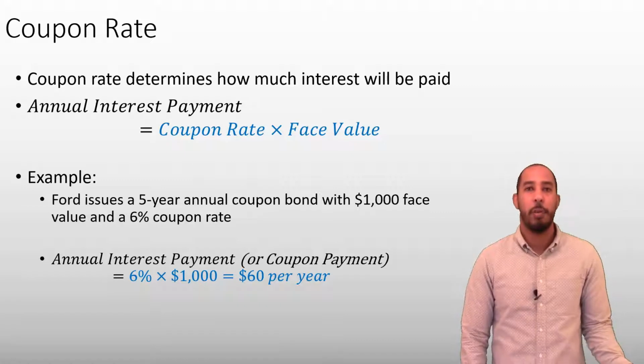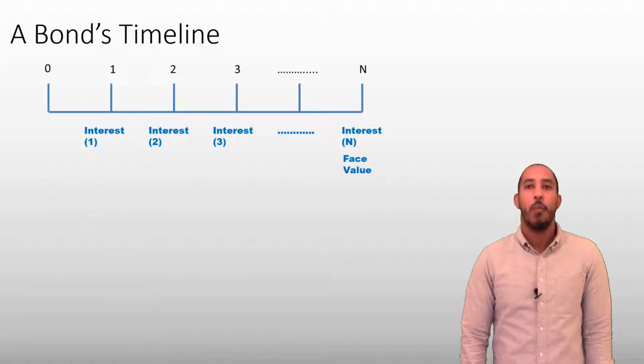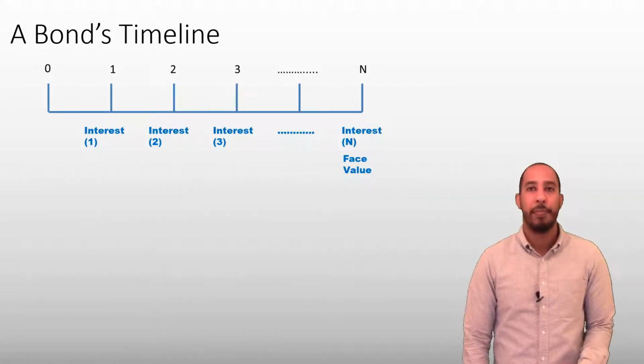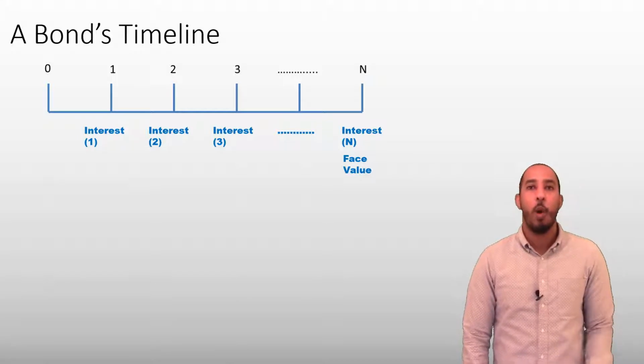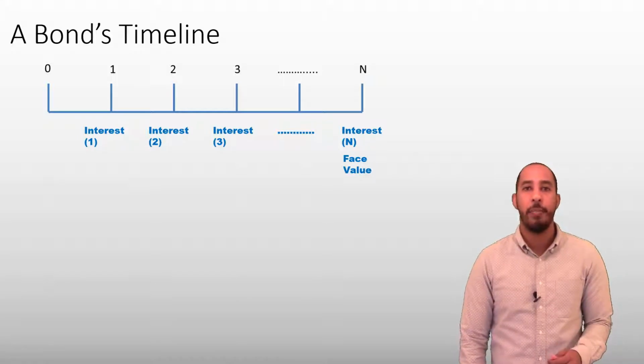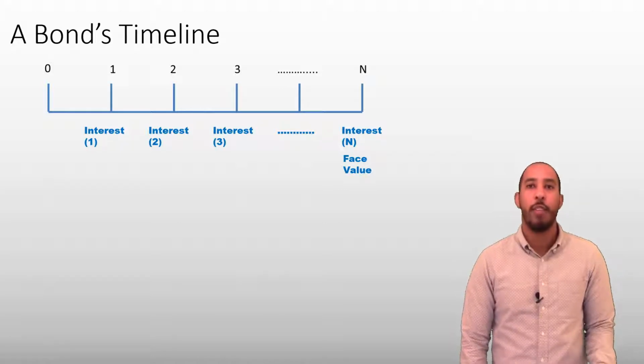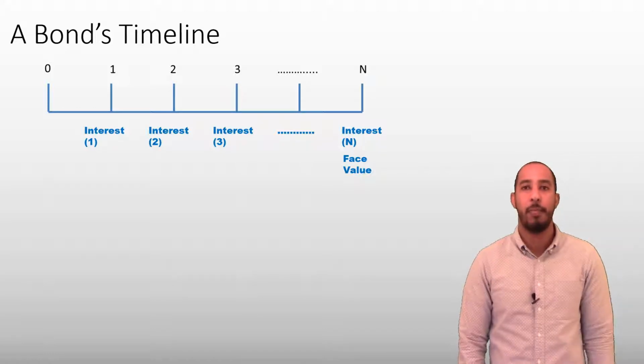Now let's try to value this bond. We can start by putting together a timeline. As mentioned a moment ago, from the bond, we're going to receive periodic interest payments. These are sometimes called coupon payments. We'll receive one coupon payment every period until the bond expires at time period N. Then also at expiration or maturity, we'd receive a repayment of the face value.